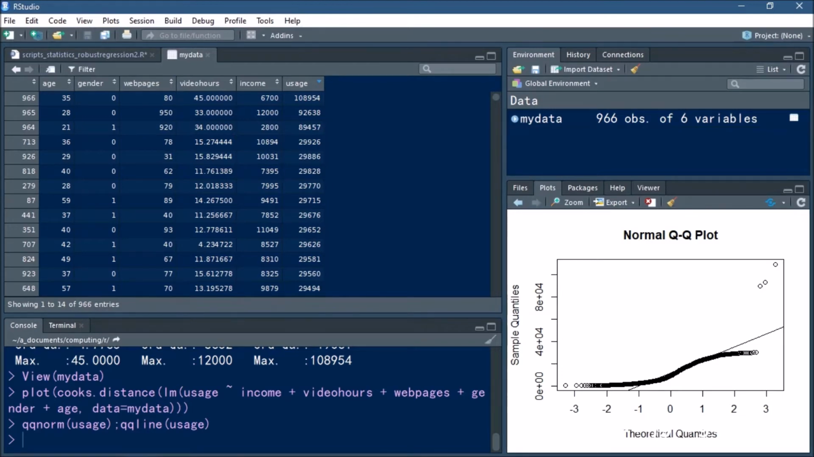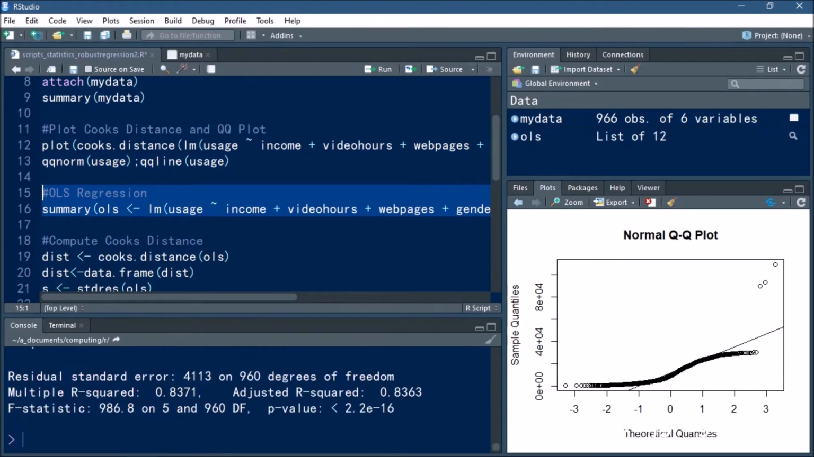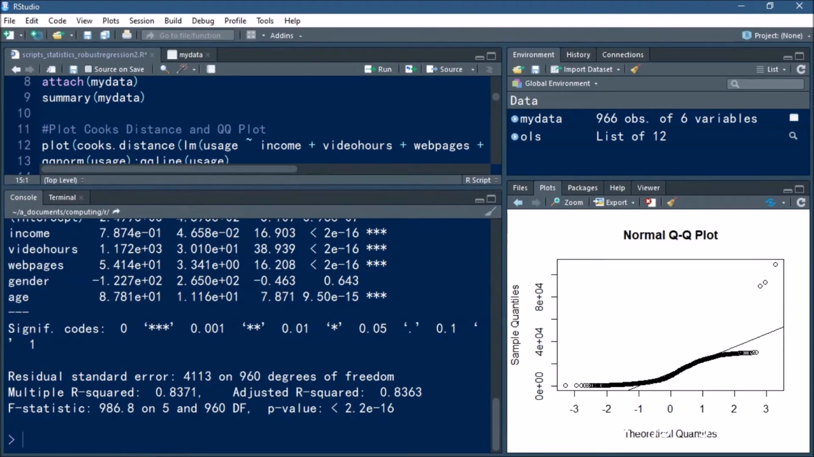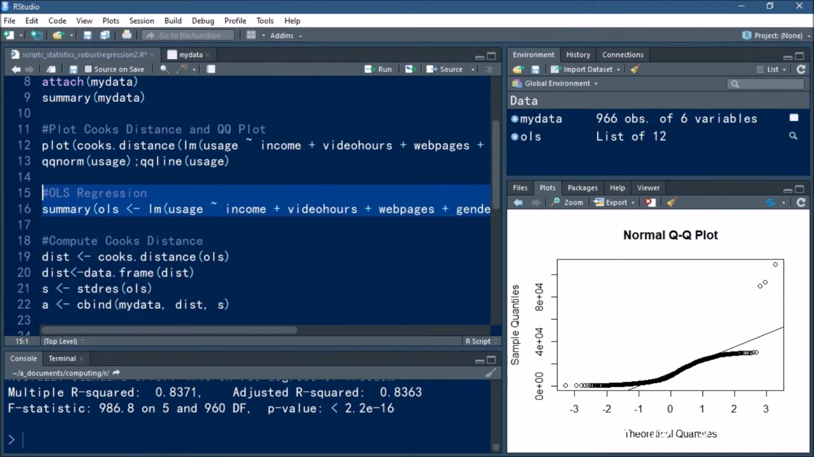If we go ahead and run our OLS regression, you can see that we have our estimates, we have our significance readings. We see that we have a high degree of significance for the majority of our variables. We have a multiple R squared of 0.8371. What we want to do is generate a regression that takes into account the fact that we have outliers in our data set. So we're going to compute what's called Cook's distance.